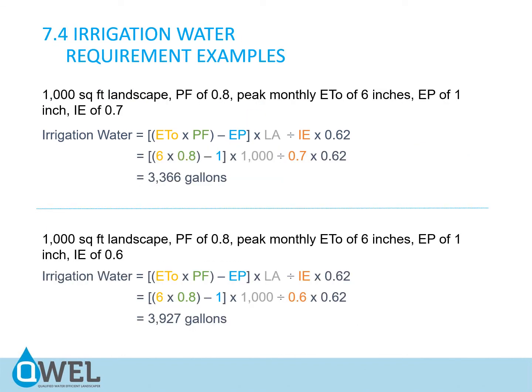7.4, irrigation water requirement example. In this example, we are going to be using 1,000 square feet of landscape. Our plant factor is going to be 0.8. Our peak monthly ETO is going to be 6 inches. We're going to have an effective precipitation of 1 inch, and our irrigation efficiency is going to be 70%. So again, follow this formula along with me as we plug all of these in.